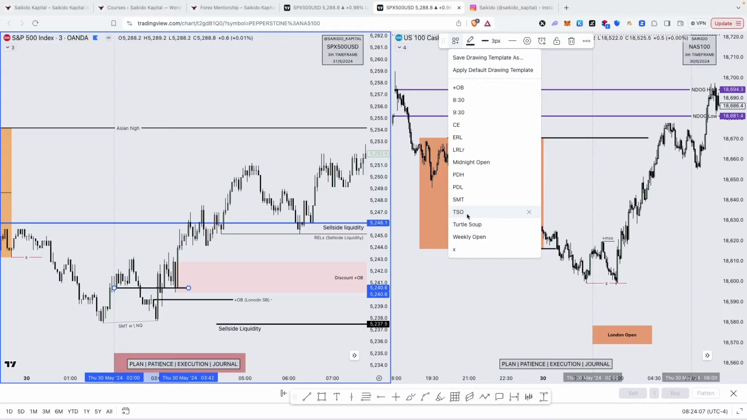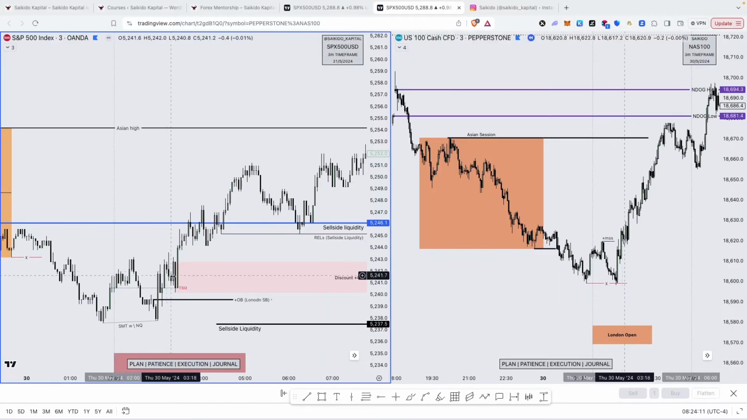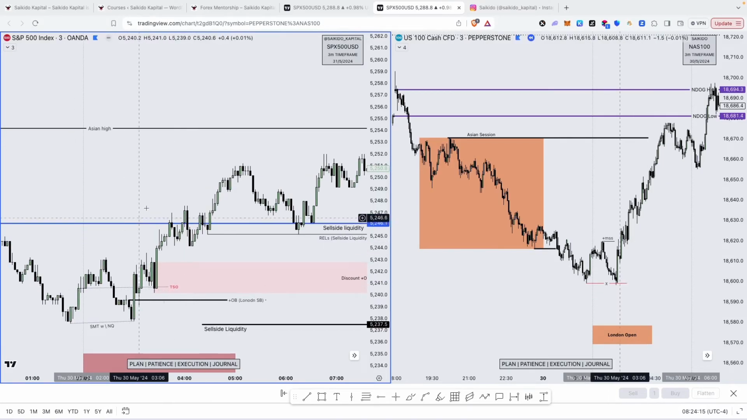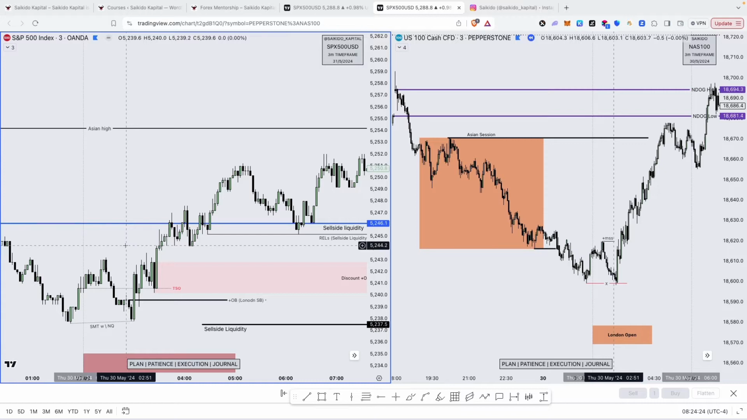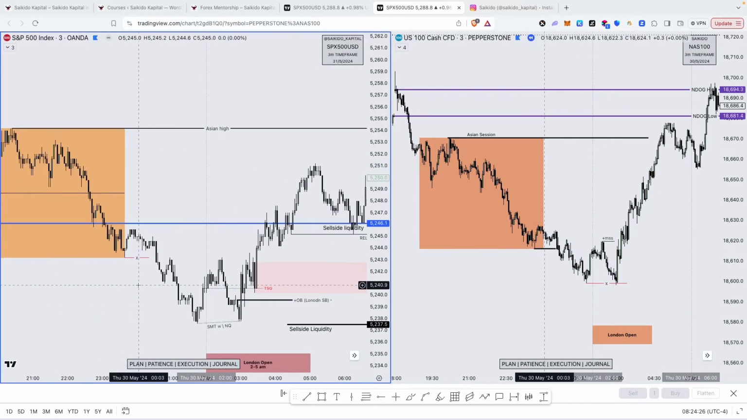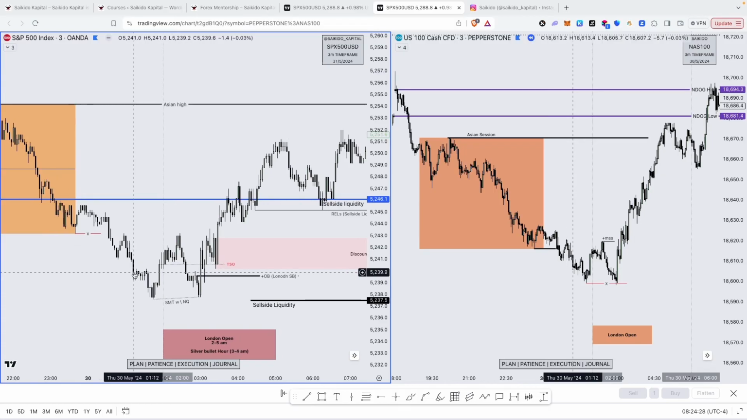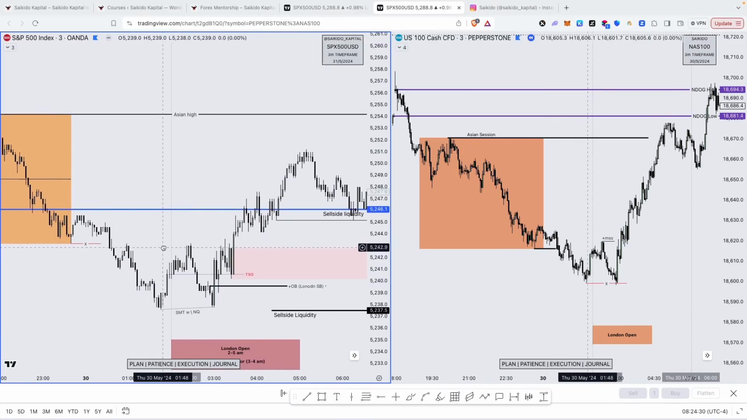And then there's my true session open. That's why I have the TSO here, true session open. That's what that means. So in most cases, the true session open will actually give you a better entry. It's like the most precise entry because it works as a magnet. So if it's confluencing with the PD array, then you can trust that it's gonna yield you that perfect entry.